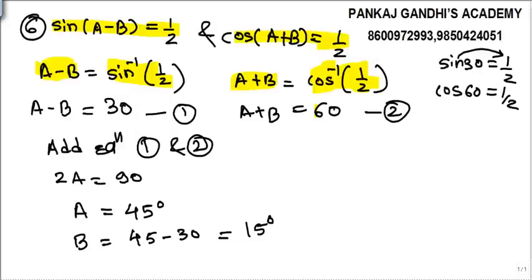So a minus b is equal to 30 and a plus b is equal to 60, we got. So let's number these equations as equation 1 and equation 2. Let's solve these equations for the values of a and b.